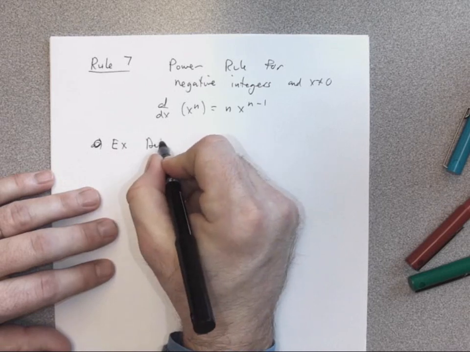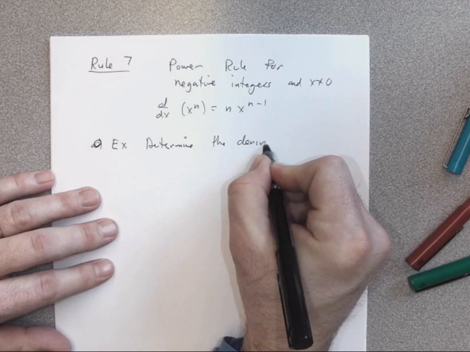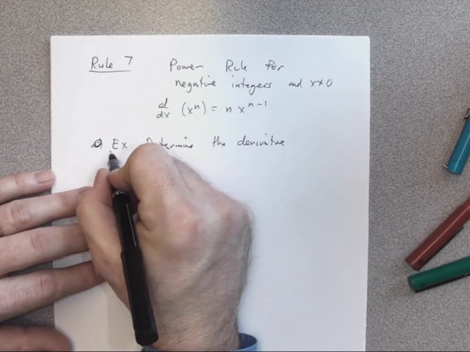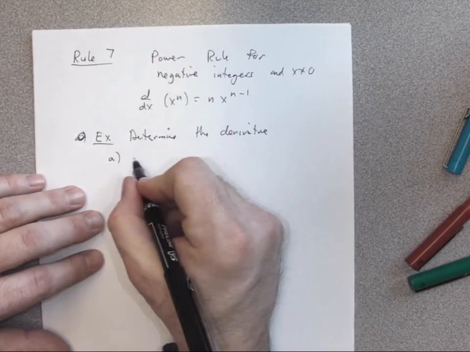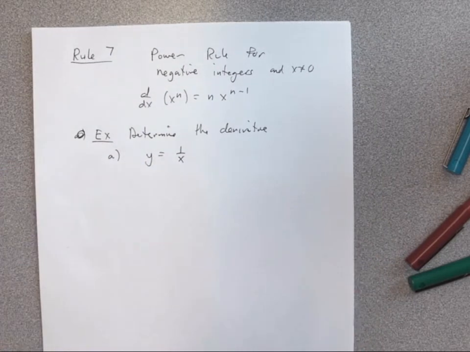So, finding derivatives. Example, determine the derivative. We've already done one like this, but we're going to do it again. So a, y is equal to 1 over x. So there's two different ways you can do this.